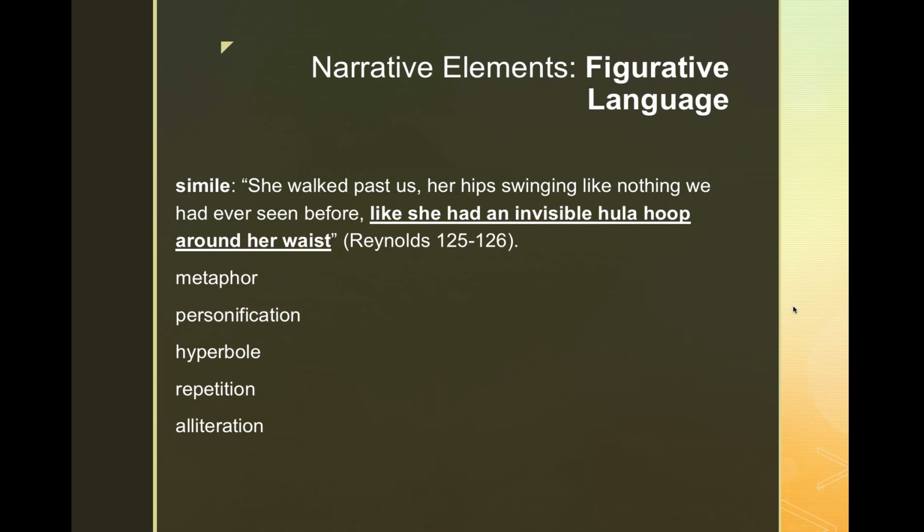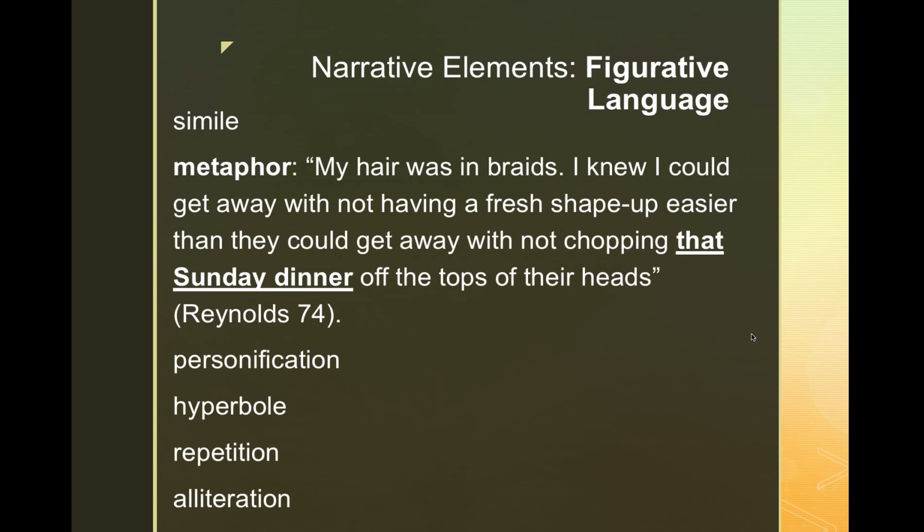So my first example, for a simile: "She walked past us, her hips swinging like nothing we had ever seen before, like she had an invisible hula hoop around her waist." Reynolds uses the word "like" to compare the way her hips swung back and forth to having an invisible hula hoop around her waist. So a simile is a comparison using "like" or "as."